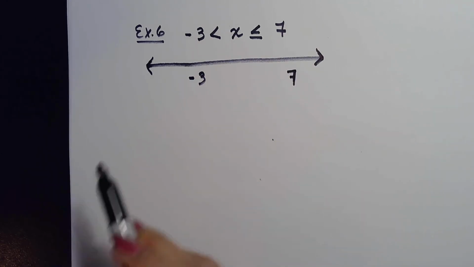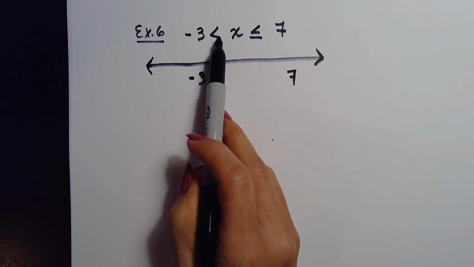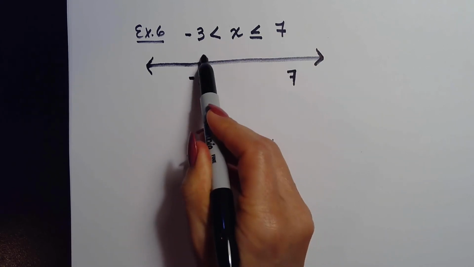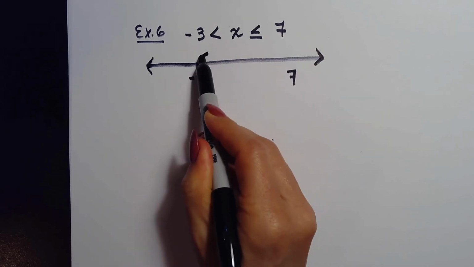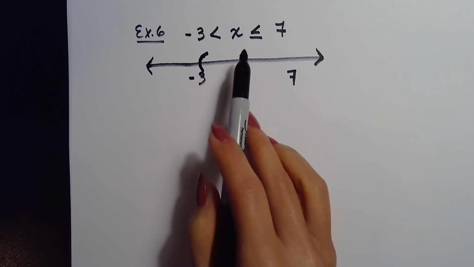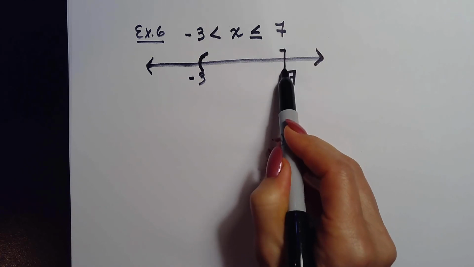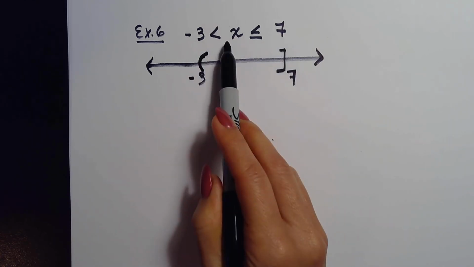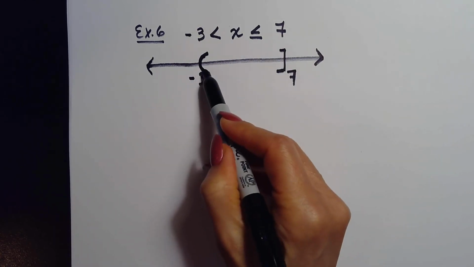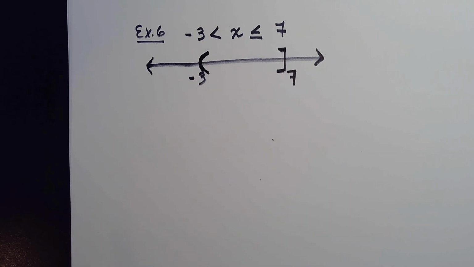At negative 3, notice that the inequality sign does not have the equal to, so that's going to be open because it means that it does not include negative 3. And then at 7, it has an equal sign, so it's going to be included. Because x is between the two numbers, these inequality signs are going to be facing each other. One will be open, one will be closed.